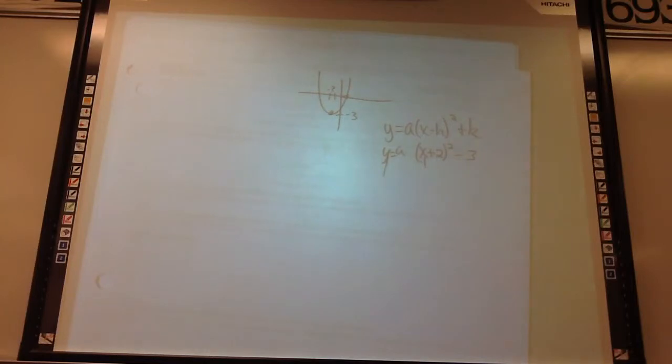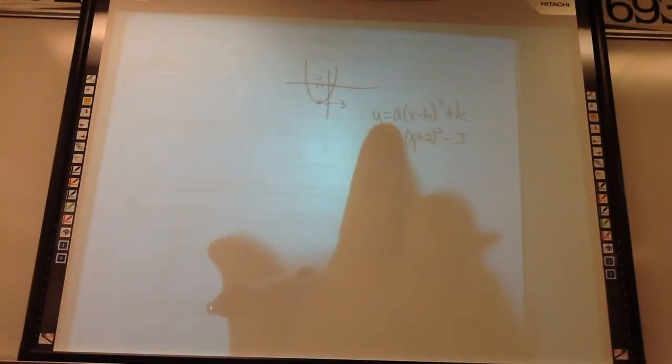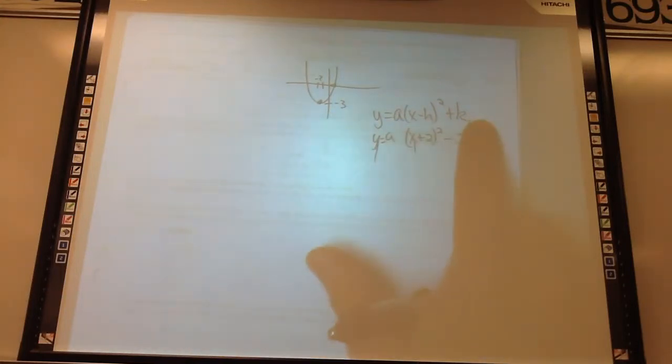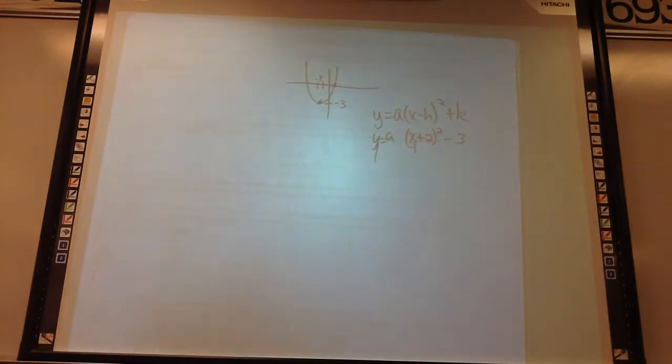Let's stick with it. But to use this, we had to know the vertex. We had to plug it in for h and k. The way we're going to do it now, you don't have to know the vertex. You just need a point. You have to know points. So we're going to find the equation of a parabola using 3 points.